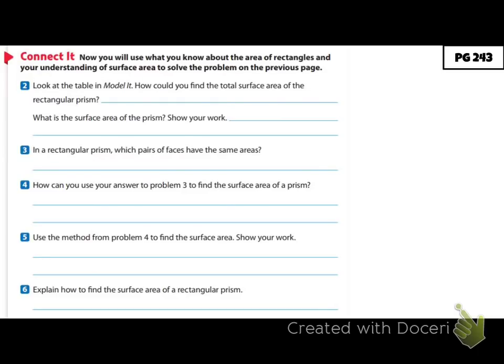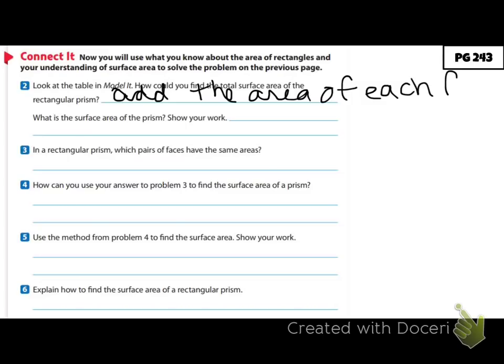Look at the model. How could you find the total surface area of the rectangular prism? Well, just like we've talked about before, we add the area of each shape or face. What is the surface area of the prism? And then it says to show your work.